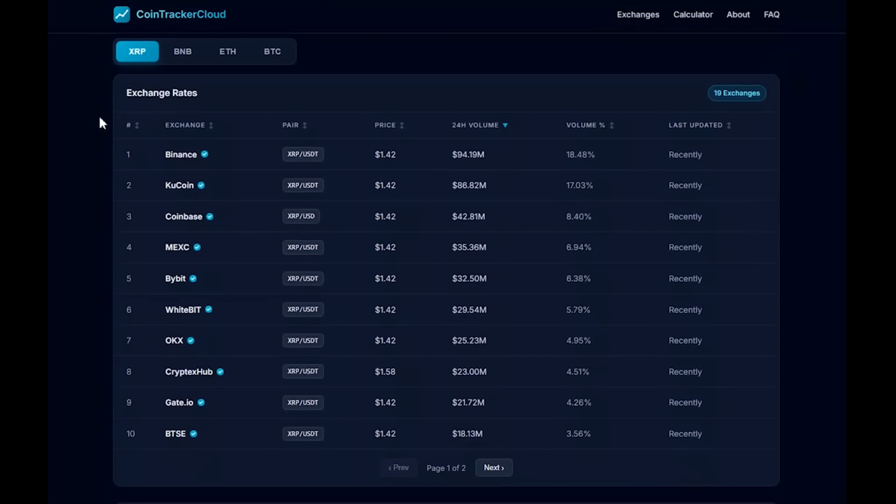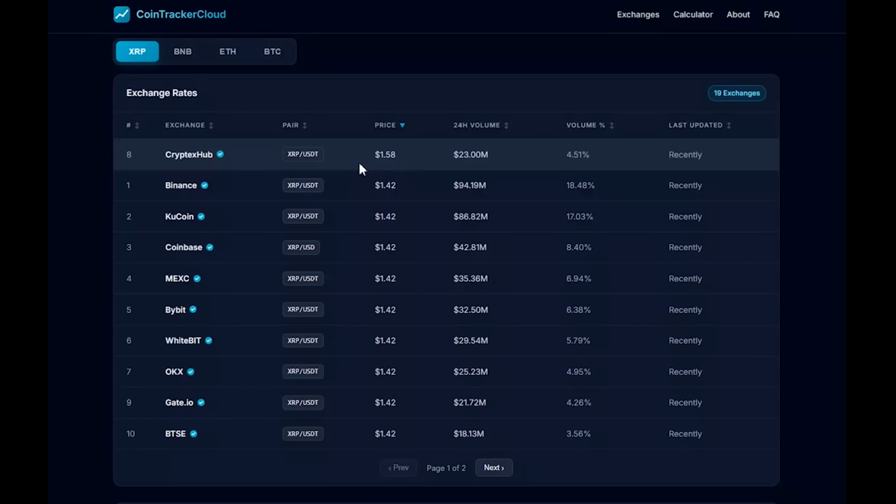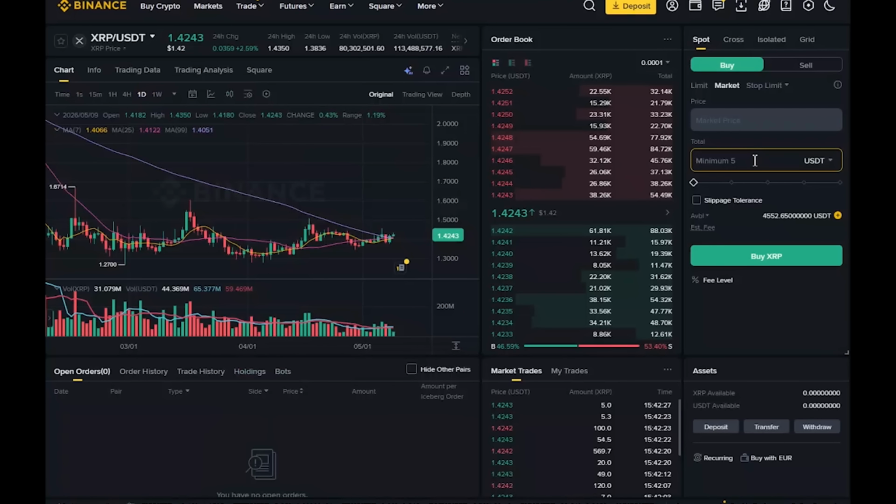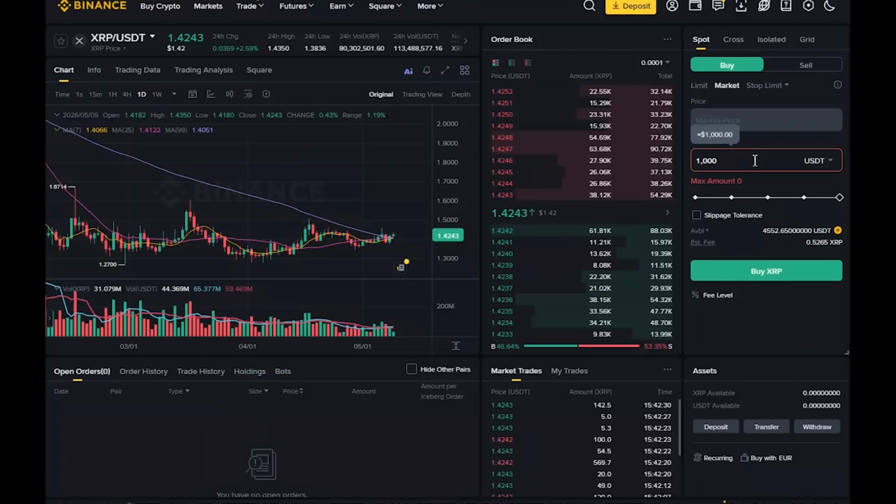We are going to buy crypto from the exchange with the lower price and then transfer it to the exchange with the higher price and sell it for that profit. If I sort by price, I can see that this exchange is currently offering a significant markup on the price of the coin. So what I will do here is go to the other crypto exchange, like Binance or Kraken or Crypto.com, and make a buy order.